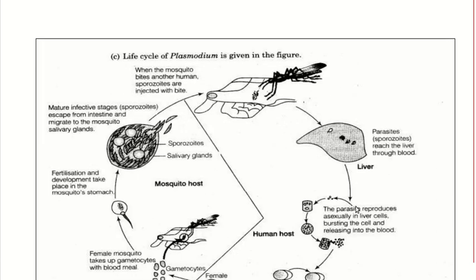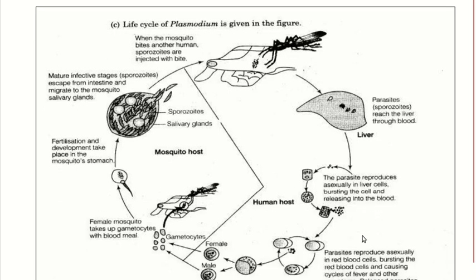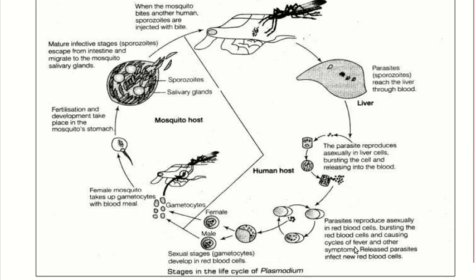So the life cycle of Plasmodium is very rare, but it has been given. When the mosquito bites another human, the sporozoites are introduced into the bite. The sporozoites reach the liver through the blood, and the parasite reproduces asexually in the liver cells. They burst the cells and are released into the blood. The parasites reproduce asexually in red blood cells, and they burst the red blood cells and cause cycles of fever and other symptoms. The sexual stages, gametocytes, develop in red blood cells.